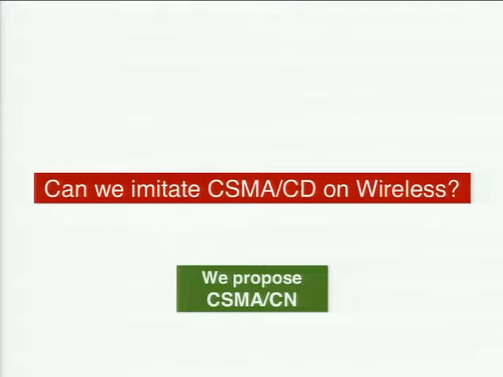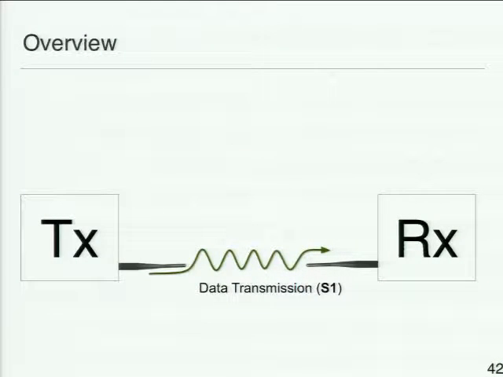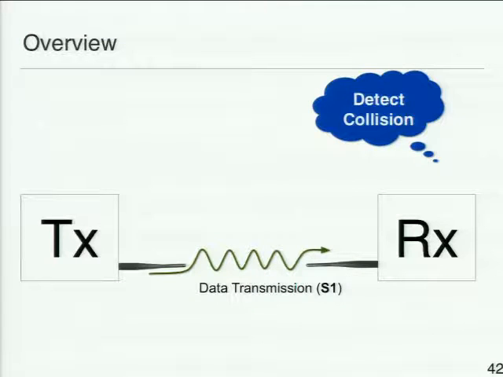So in the next few slides I'll talk about a system called CSMS-EN, which will try to achieve collision prevention in the context of wireless networks. And let me do that using this example. Let's say that the transmitter TX wants to talk to the receiver RX, and I'll call the data transmission signal S1. Of course, the collision happens at the receiver, and hence the receiver needs to detect it. Now let's say a collision has happened at the receiver.